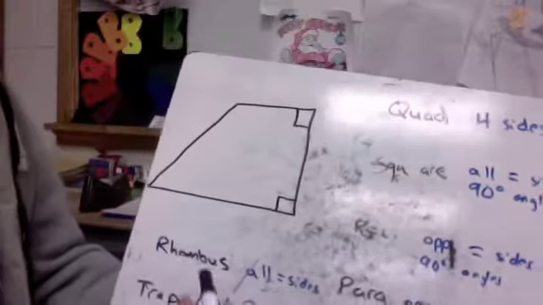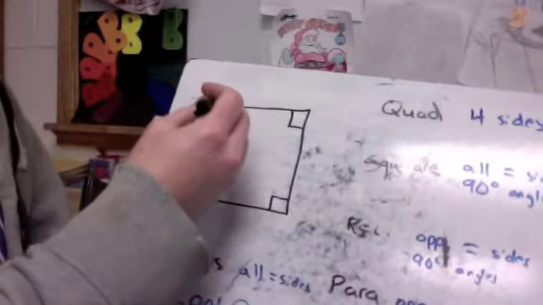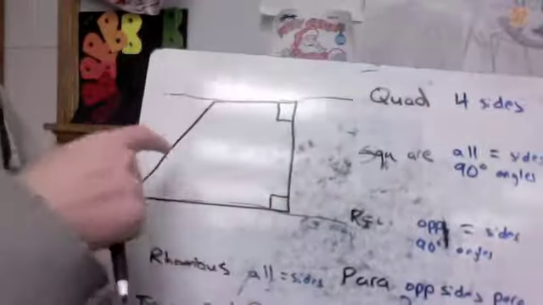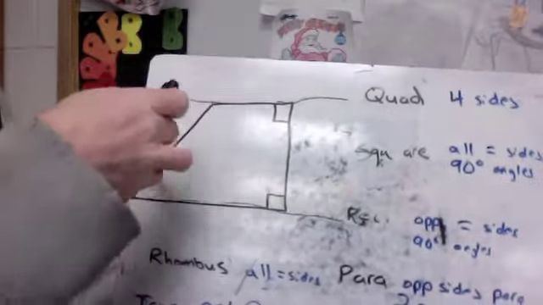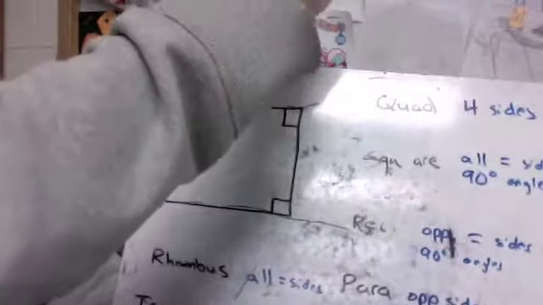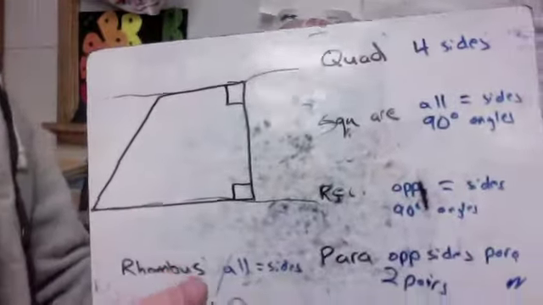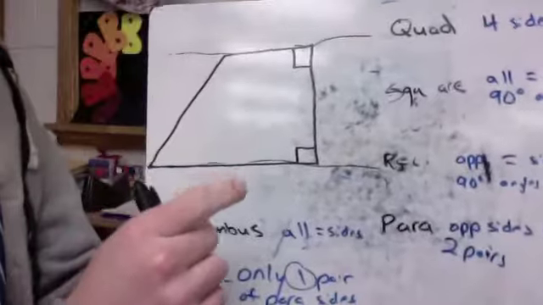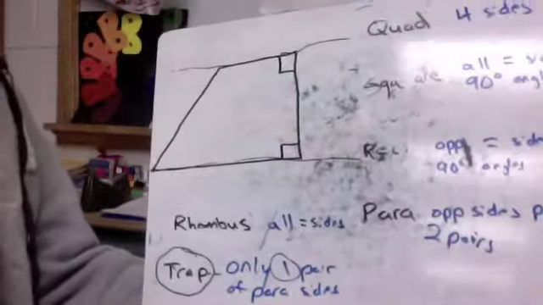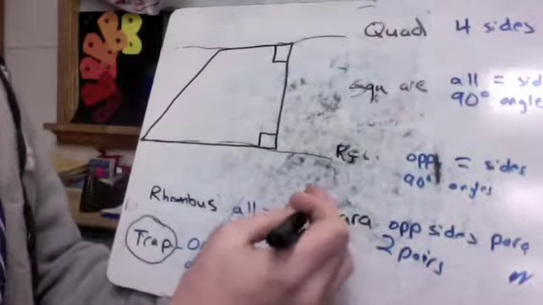Let's go deeper into that. This side right here is parallel to this side right here. But this side going up and down is not parallel to this one. If I kept going with this and I kept going with this, they're eventually going to touch across. So there's only one pair of parallel sides. One pair. So it's definitely a trapezoid. Okay? Which means that it can't be a parallelogram.